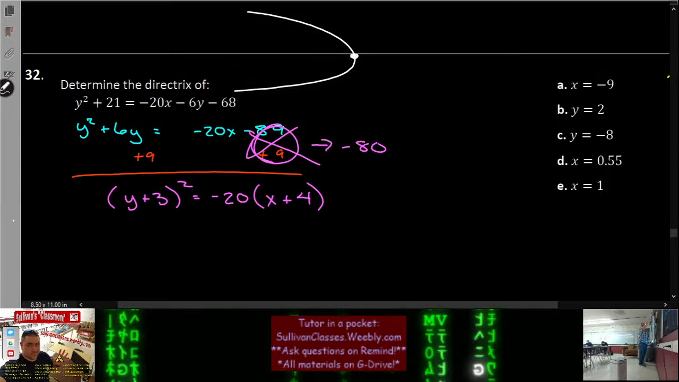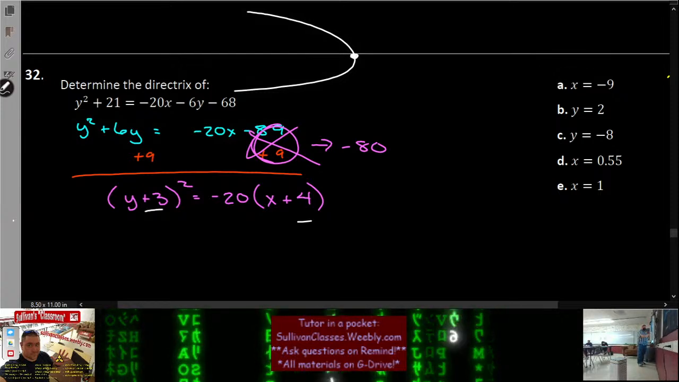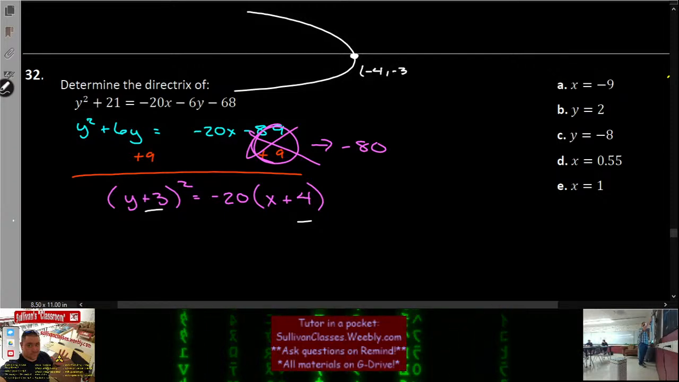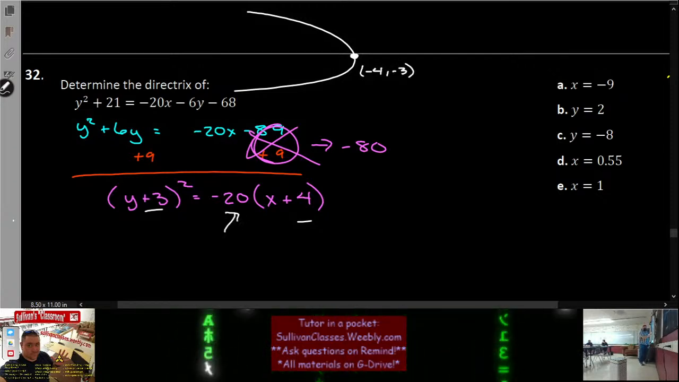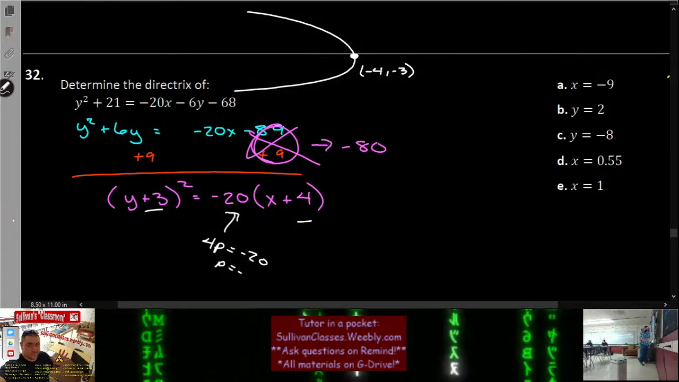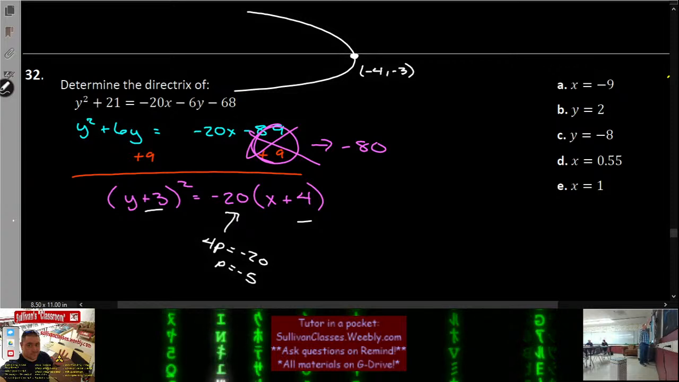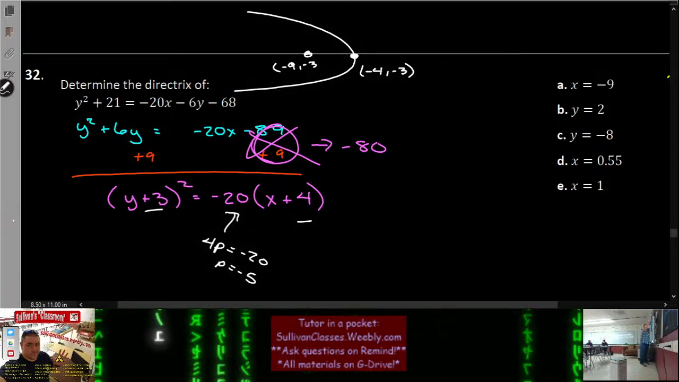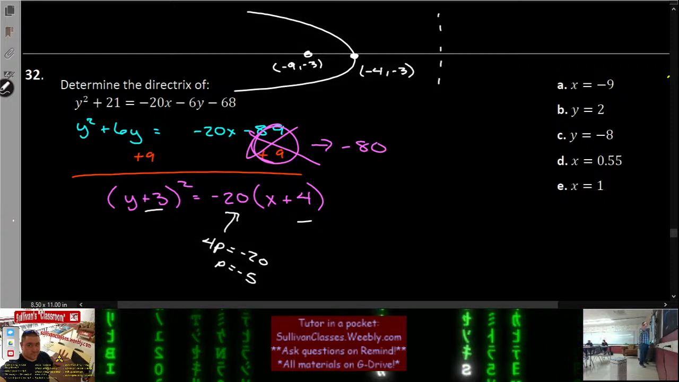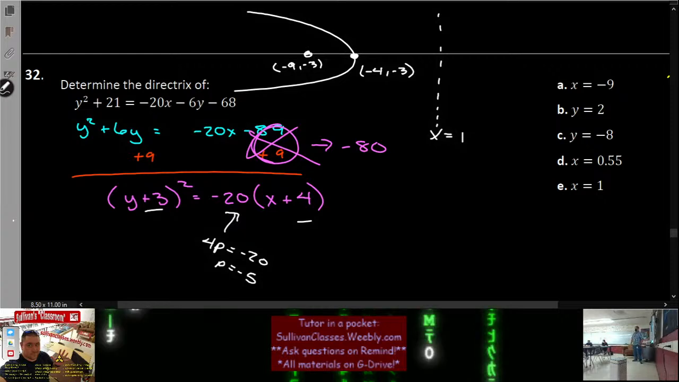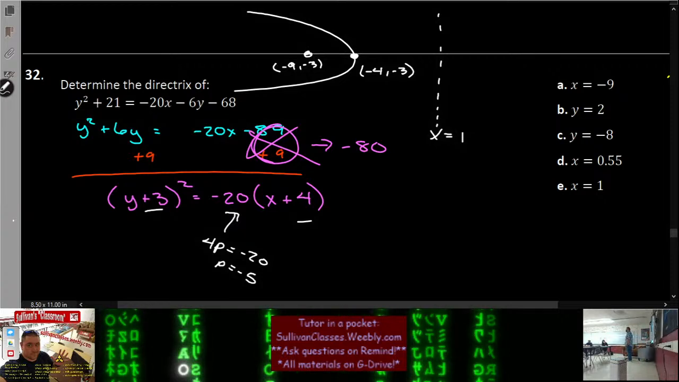So I'll have a vertex here at HK, always backwards land, negative 4, negative 3. This is my 4p value. So p is negative 5, so we'll p in this direction for a focus at -9, -3, and we'll p in that direction at x equals 1 for a directrix.